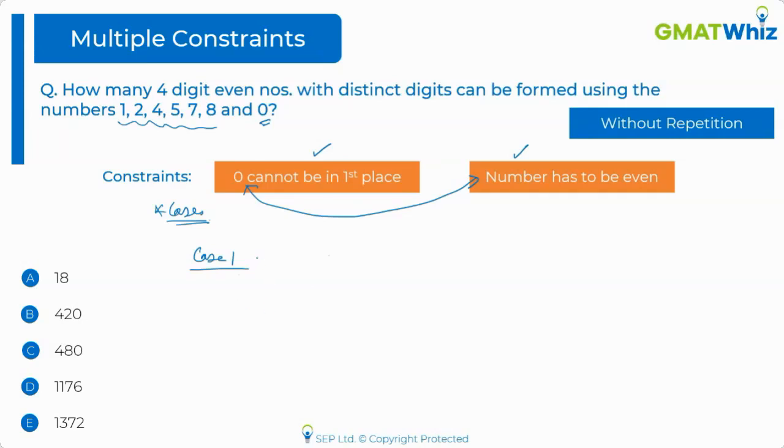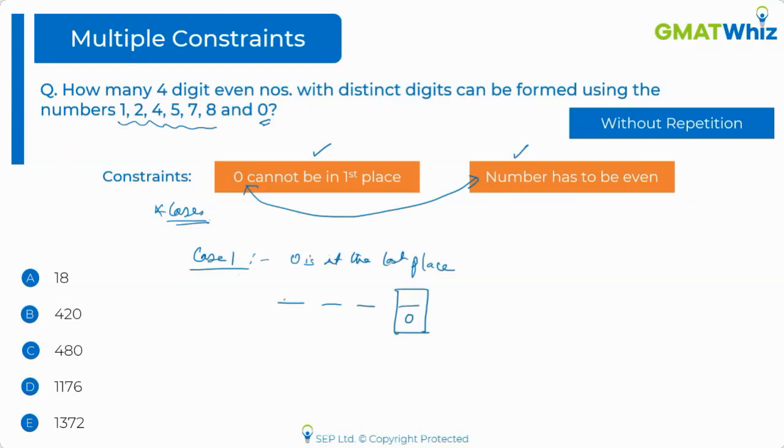So you say, okay, let me create a case where I'm sure that 0 is at the last place. I'm fixing it. I'm saying 0 needs to come here only, nowhere else. I need an even number, 0 can be at the last place. So now I don't need to worry about 0 anymore because it is safely put in the last place.